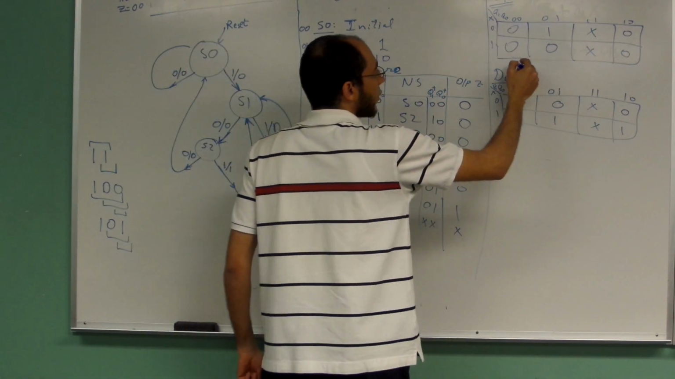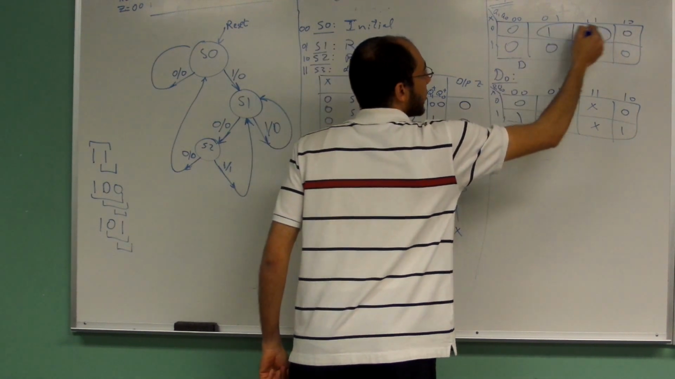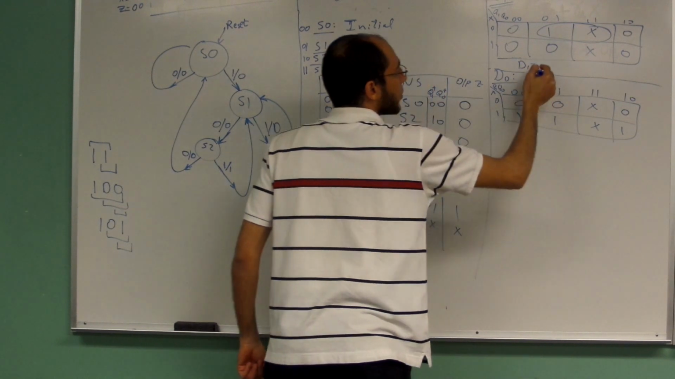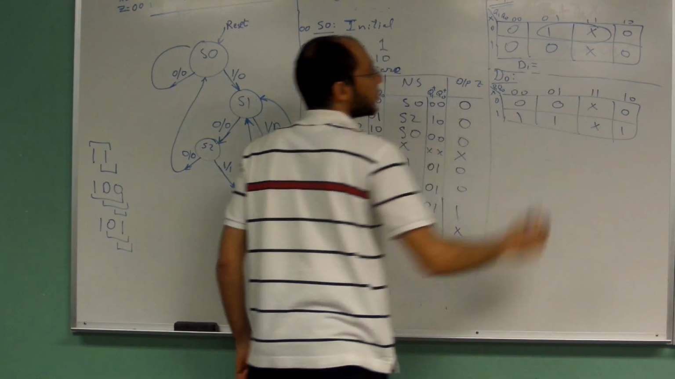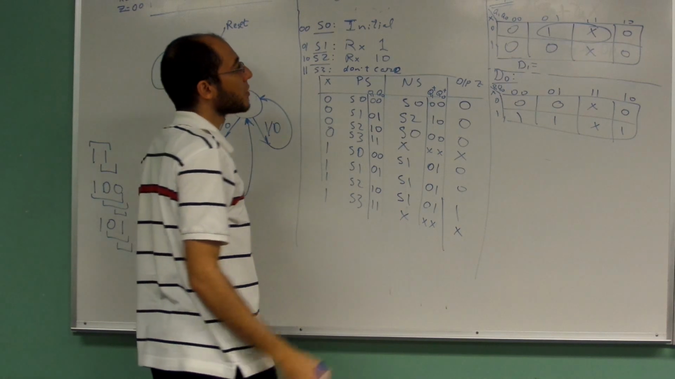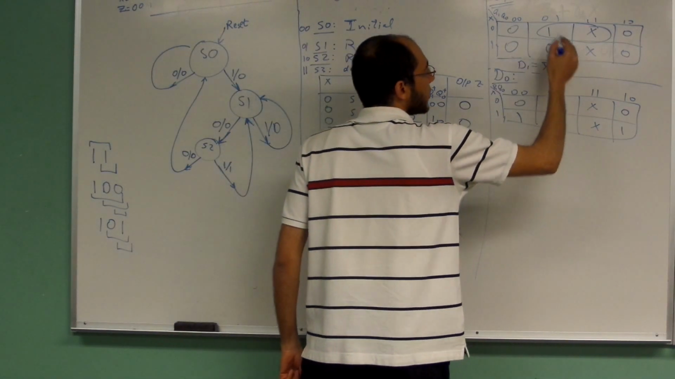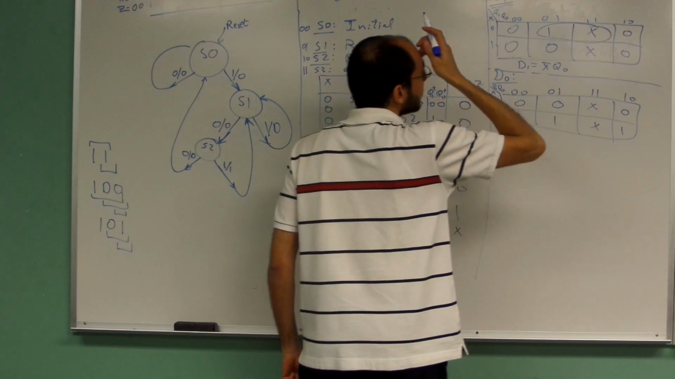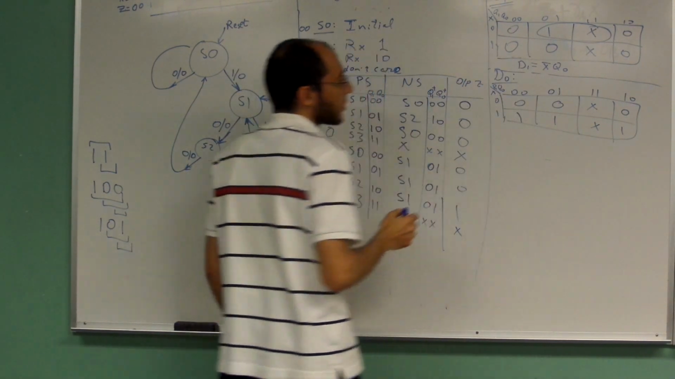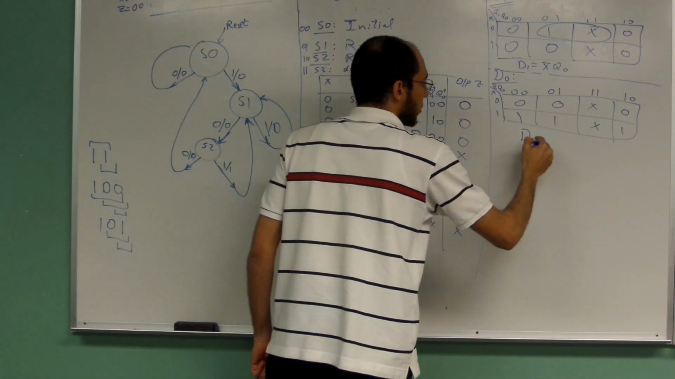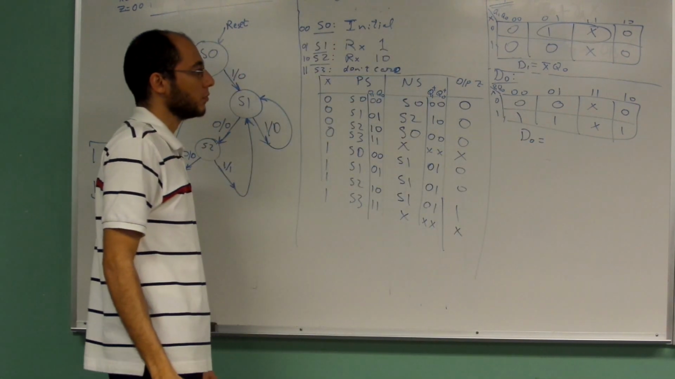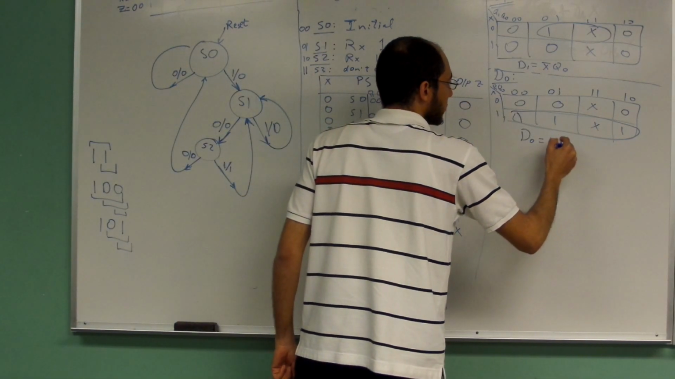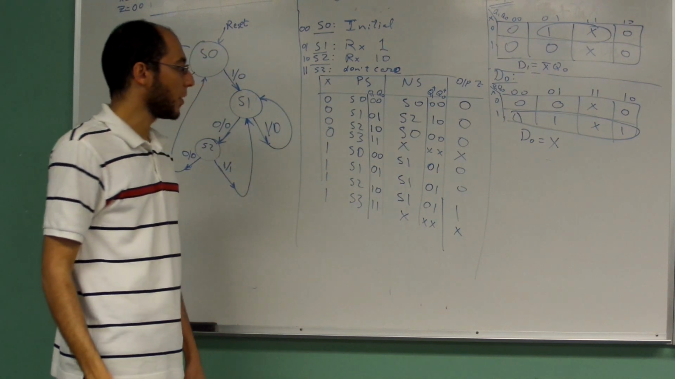What's the value of D1 from this diagram? D1 equals X bar Q0. Right? X bar and Q0. D0 equals X. What about the output Z?